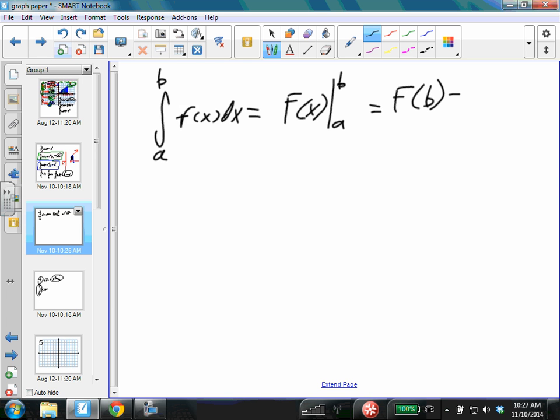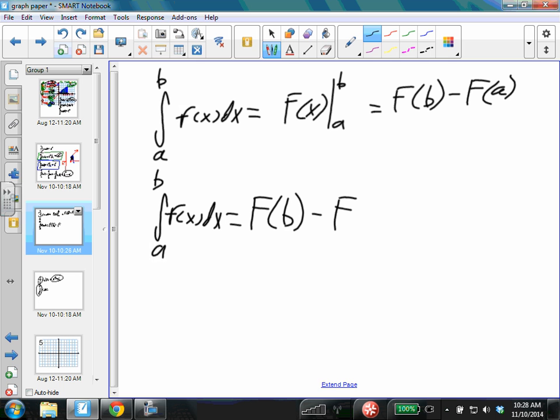How did we get the area from 0 to a? You take a and you do what with it? Plug it in. So I'm going to rewrite this as the integral of f of x dx is equal to F of b minus F of a. Okay, so capital F of b minus capital F of a.